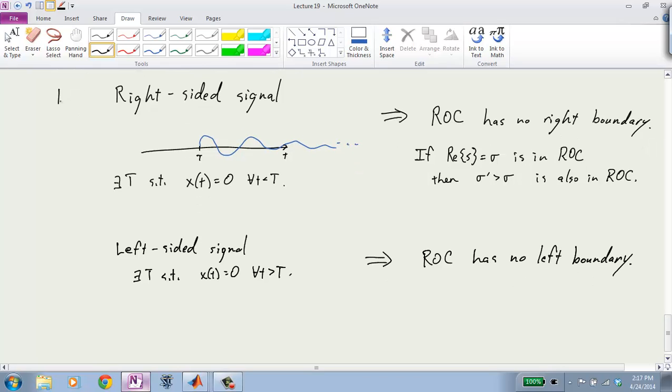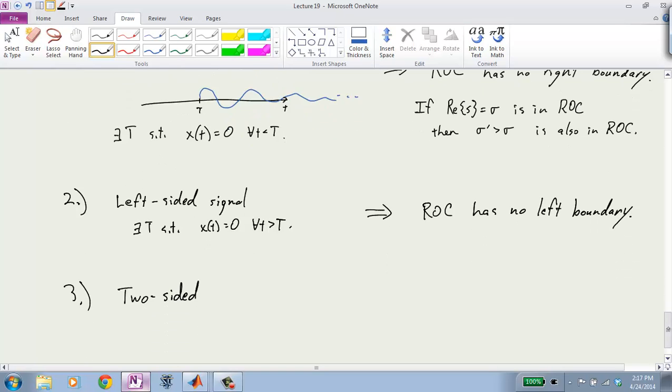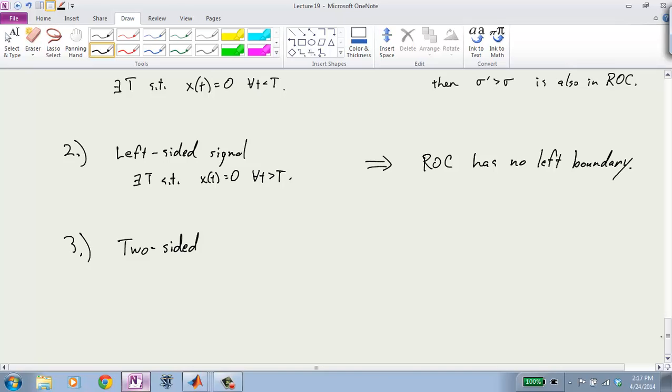Let me just put numbers here so we don't get lost. Now we have something that's called two-sided. And what do you think a two-sided signal looks like? Yeah, it should be... If it meant both left-sided and right-sided, then it would be finite duration. It's unfortunate naming. So, yes.